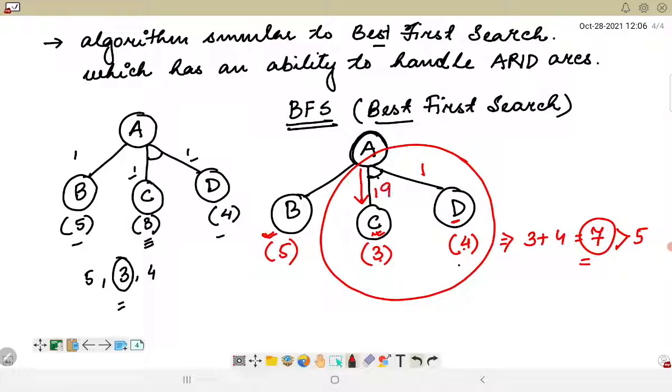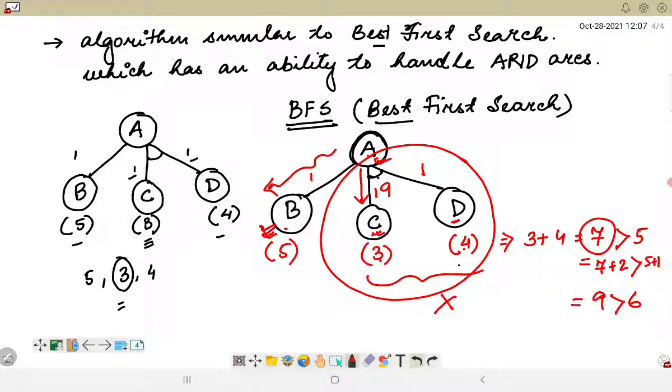So this entire arc has 9. So 7 plus 2 is on one direction, which is less than 5 plus 1. Now 9 is always greater than 6, so this particular arc should not be considered. Instead, the top node A should be expanded in the direction of B. That means the traversal should be in the direction of B. B should be solved in order to get A solved, right?